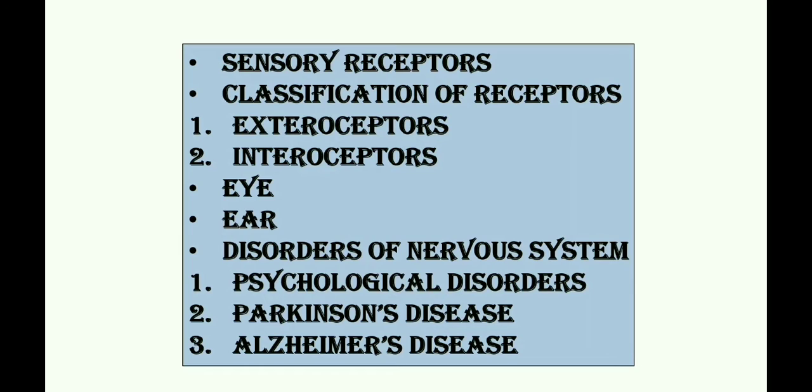Last time we studied about sensory receptors and classification of receptors. In that we studied about exteroreceptors and interoreceptors. Then we studied about eye, ear and disorders of nervous system. In disorders, we studied about psychological disorders, Parkinson's disease and Alzheimer's disease.